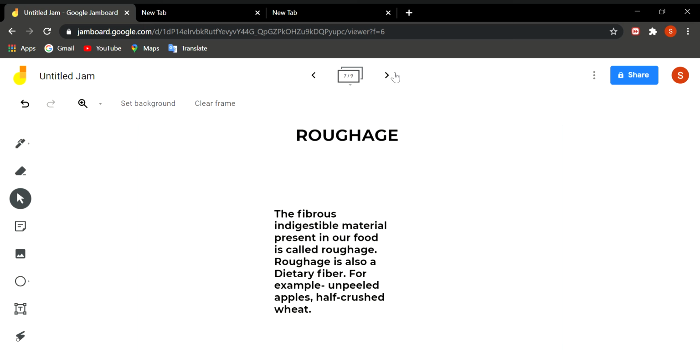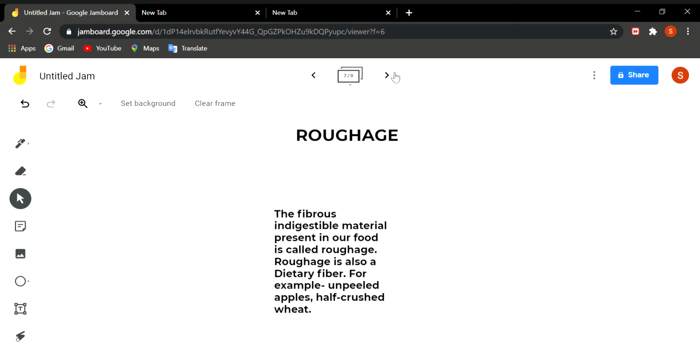What is roughage? Roughage is the fibrous, indigestible material present in our food. Roughage does not provide any nutrients to our body, but helps our body in the following ways: it adds bulk to the food. This helps our body to get rid of undigested food and prevents constipation. It can absorb a great amount of water and helps retain water in the body.